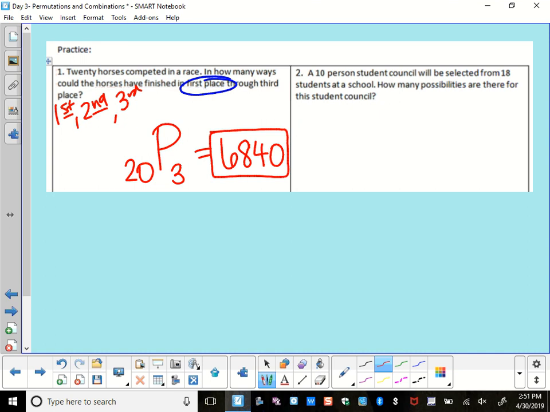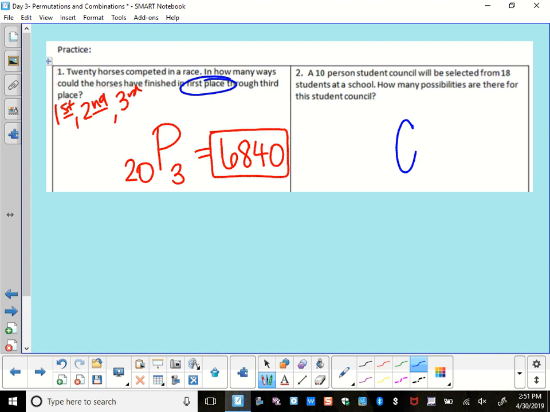Okay, a 10-person student council will be selected from 18 students at a school. How many possibilities are there for student council? Order does not matter here. It's not saying that we're choosing these 10 people from 18 and one's going to be president or one's going to be that or the other, okay? Order does not matter. So I'm going to have a C.